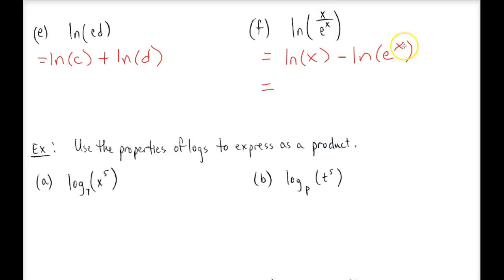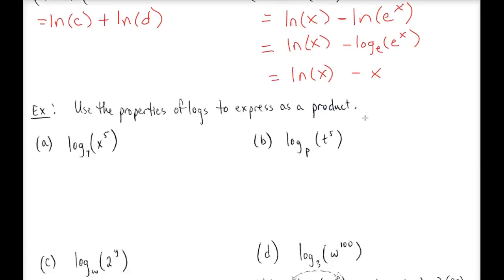Now from here, one of the things that we can note is that natural log of e to the X is just like saying log base e of e to the X. And we know from, I believe it's property 3, that log base e of e raised to the X is just X. And so from there, we see our final answer is just natural log of X minus X.